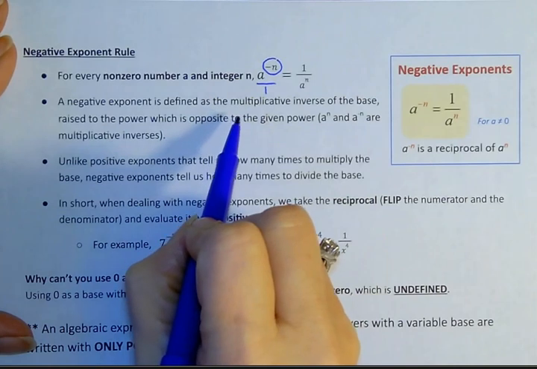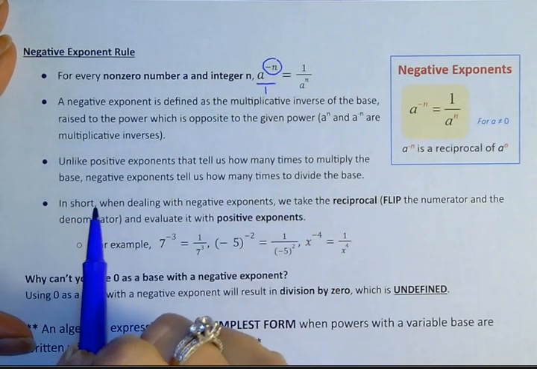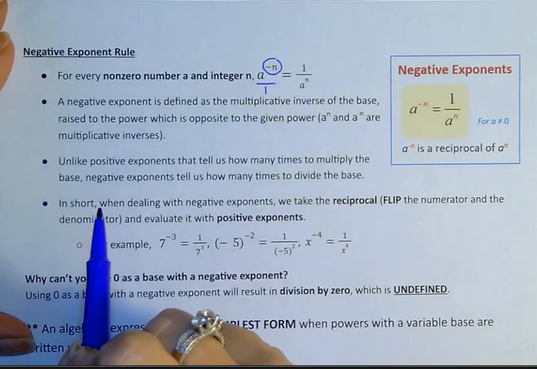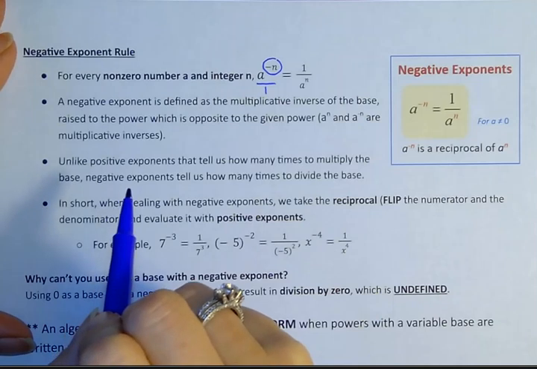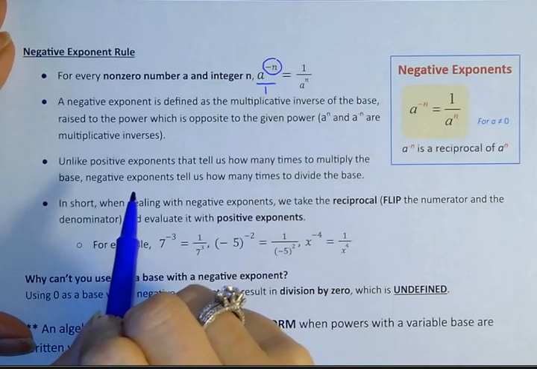So a negative exponent is just defined as the multiplicative inverse of the base raised to the power, which is opposite to the given power.